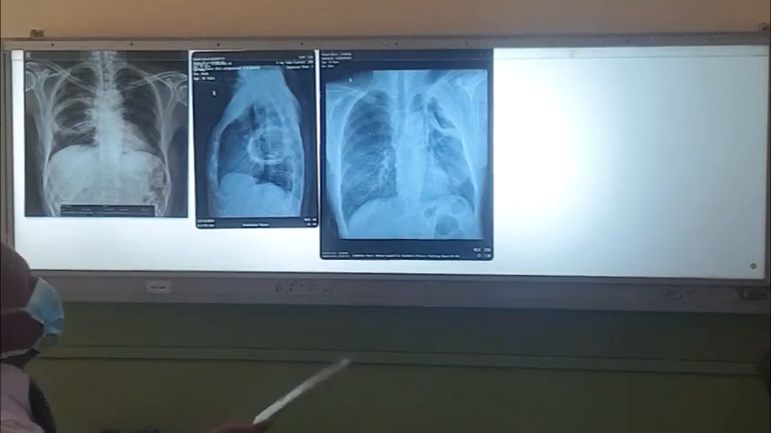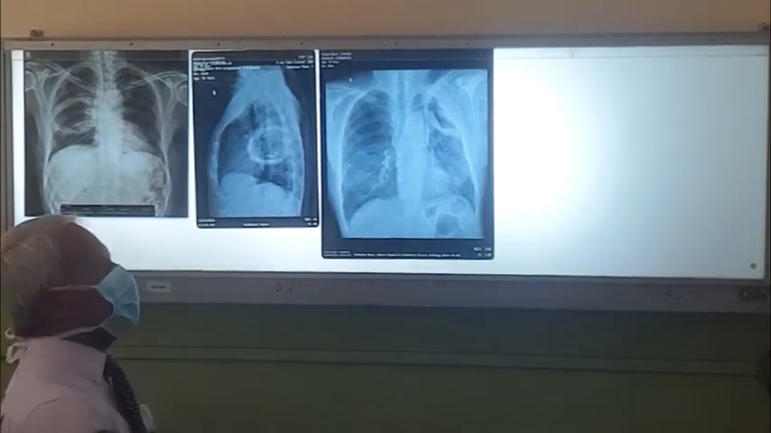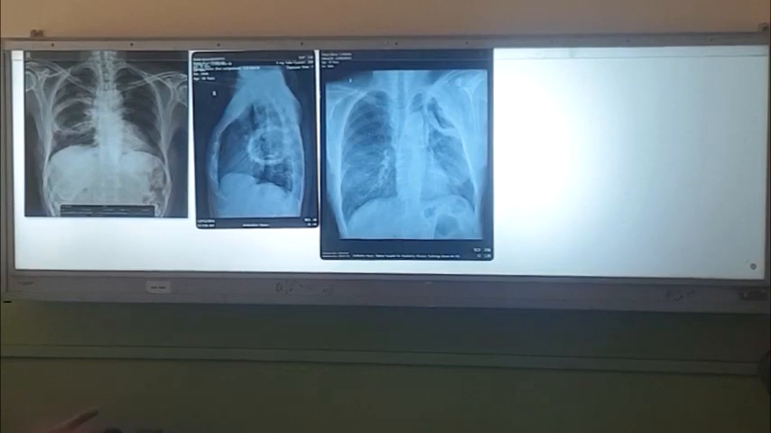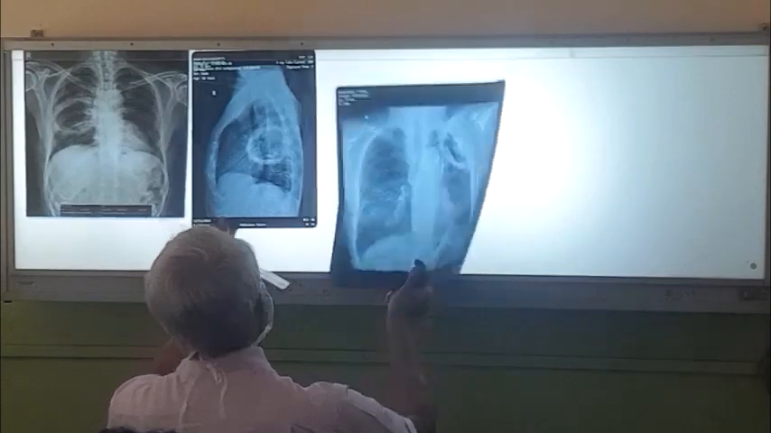So there may be collapse due to malignancy here, the left upper lobe, right? So rib crowding, volume impairment, tracheal deviation, the mediastinal shifting, elevation of the hemidiaphragm, all are suggestive of some collapse underlying. Okay, right.